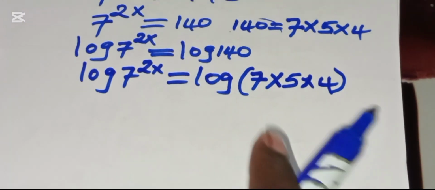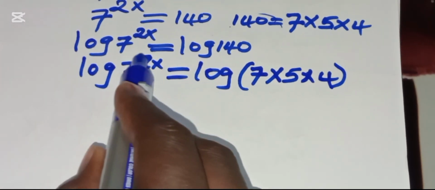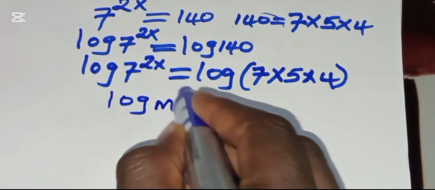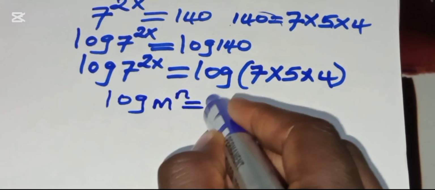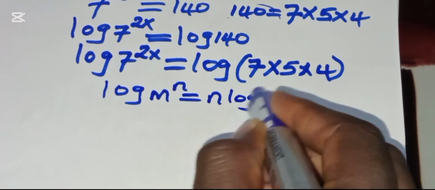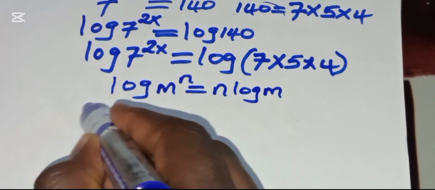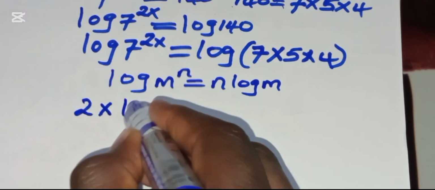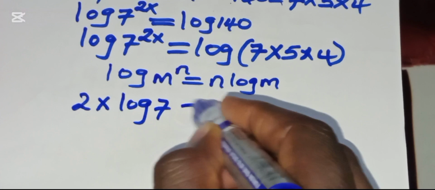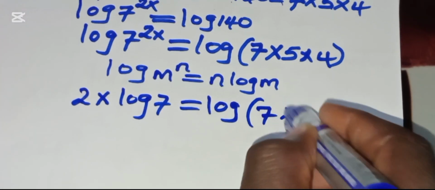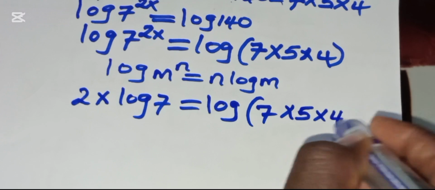Now log 7 raised to the power 2x, this is in the form of log m raised to the power n, which we can express as n log m. So let's apply this property. We're going to have 2x log 7. This is equal to log of 7 multiplying by 5 multiplying by 4.